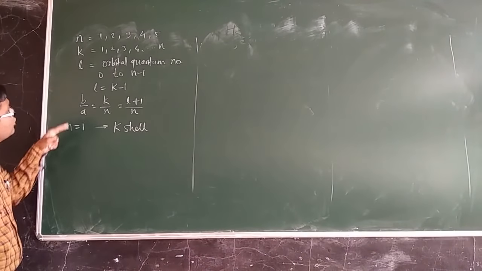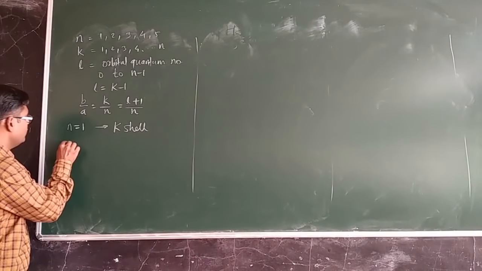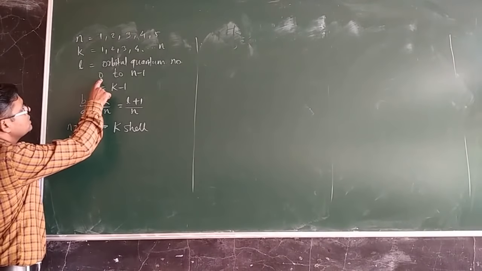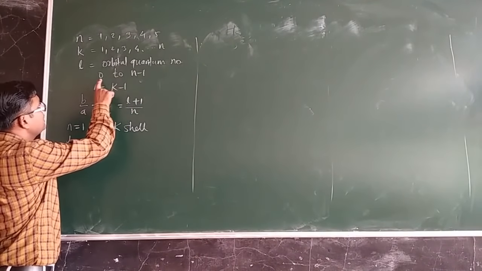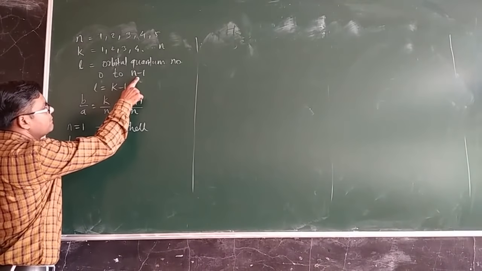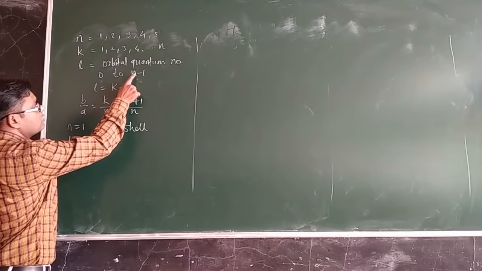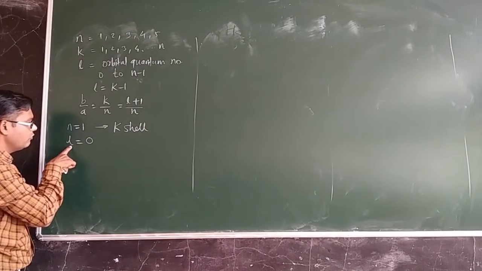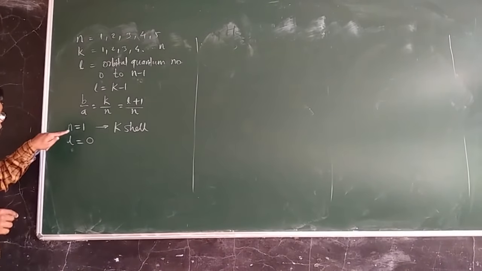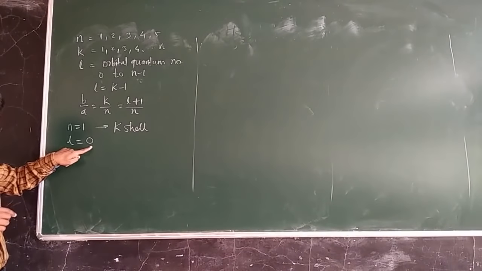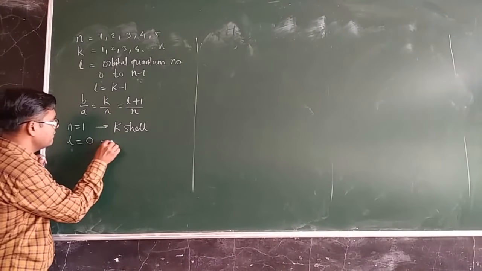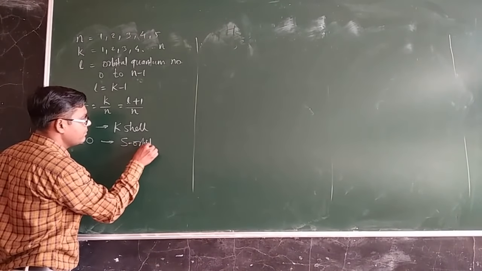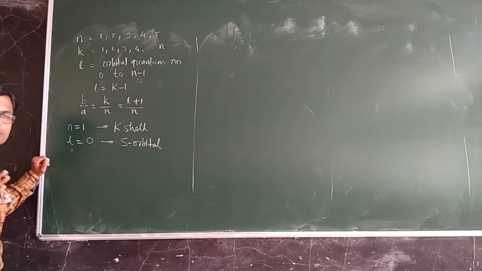Now what will be the allowed value of L? If n is equal to 1, L can take values ranging from 0 to n minus 1. Now n is equal to 1, so 1 minus 1 is 0, so 0 to 0, and only one value is allowed for L. When n is equal to 1, L will be equal to 0, and when L is equal to 0, this is called the S orbital.